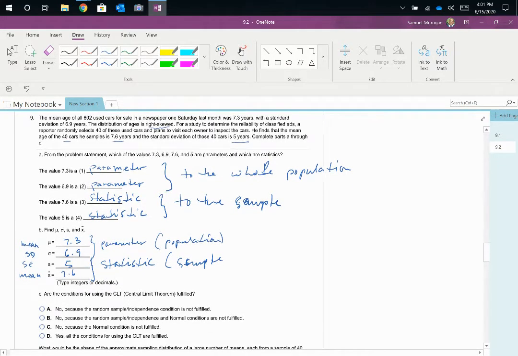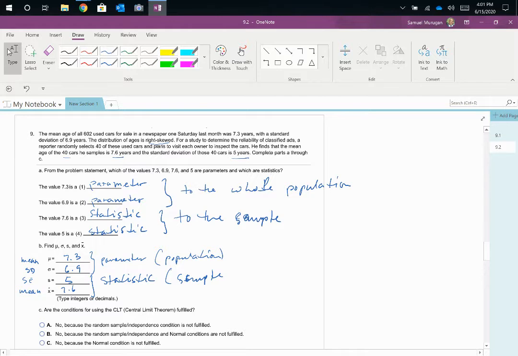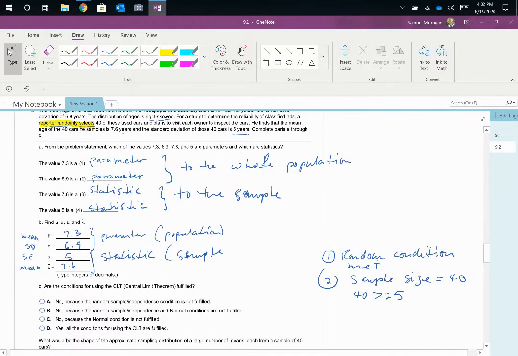All right, so next we want to see if the conditions are met. First, for condition 1, we're told in the problem that the reporter randomly selects. So the random condition is met. Next, we look at the sample size. Sample size is equal to 40. We know that the sample size has to be greater than 25. So that condition is met.